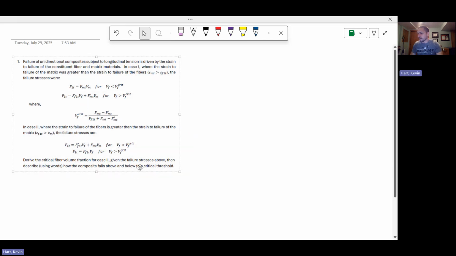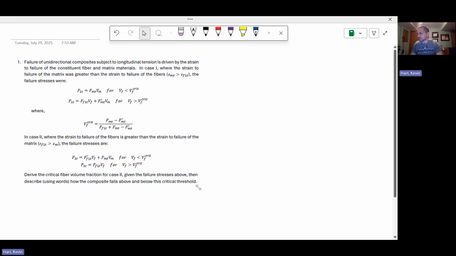All right. We're on micromechanical failure now. So making our way, here's number 1. Failure of unidirectional composite subject to longitudinal tension. Okay, so we're pulling along the length of the fibers, driven by the strain to failure of the constituent fiber and matrix materials. In case 1, where the strain to failure of the matrix is greater than the strain to failure of the fibers, here, the failure stresses are given.